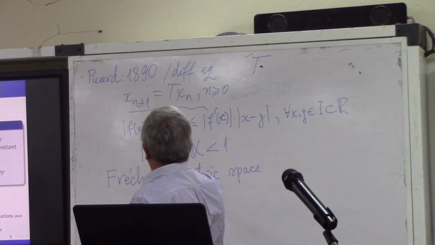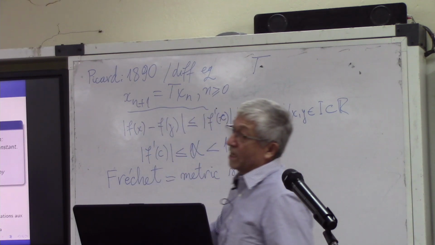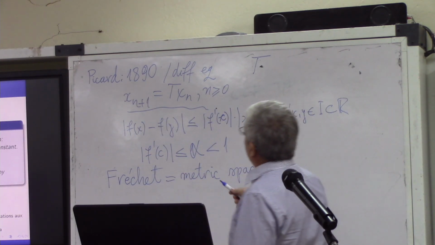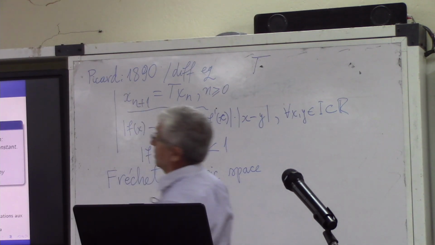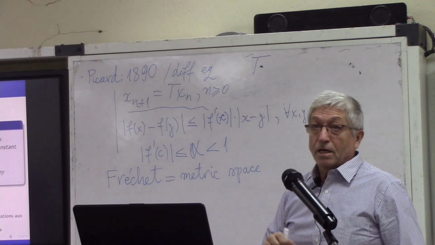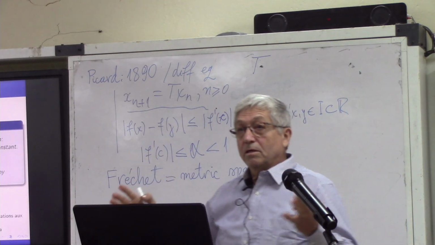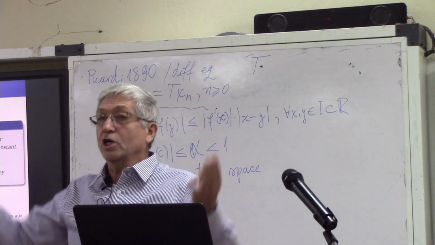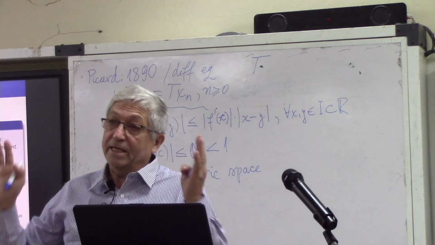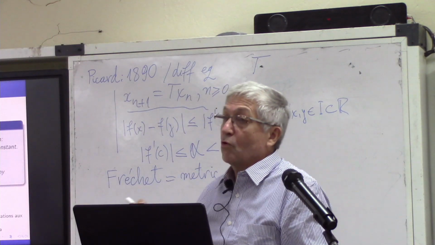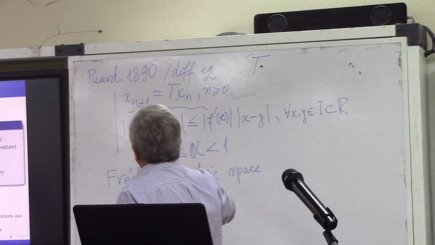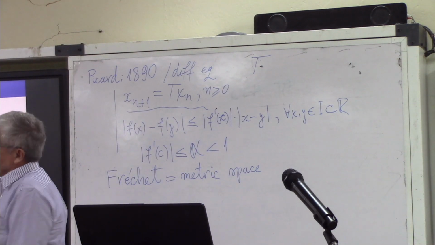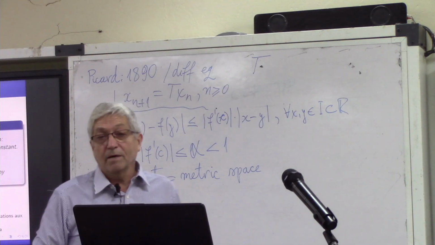Banach took this new notion and had the idea, and he realized that this technique of Picard can be stated in a very general setting, in what we now call a Banach space. This is the extraordinary idea.